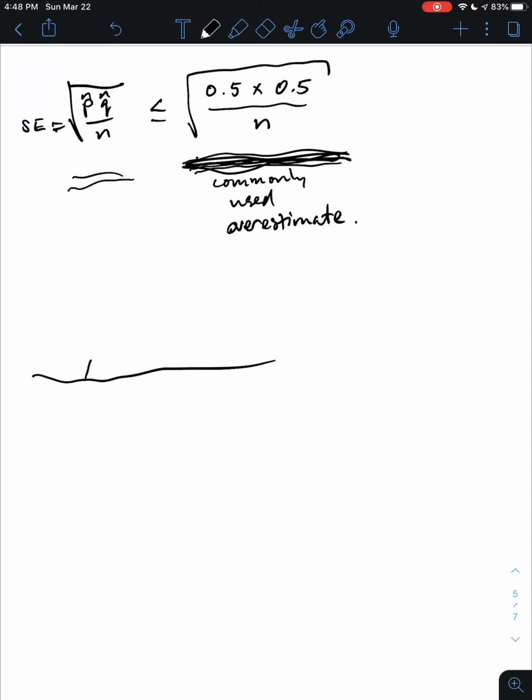Quickly, why does this work? Well, here's the graph of PQ with respect to P. So as P changes from 0 to 1, PQ follows this path, and you may be familiar with this from previous math courses, called a hyperbola. And so the maximum value for PQ appears in the middle at 0.5. That's exactly why this estimate works.